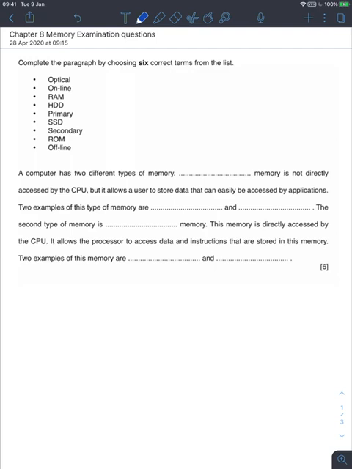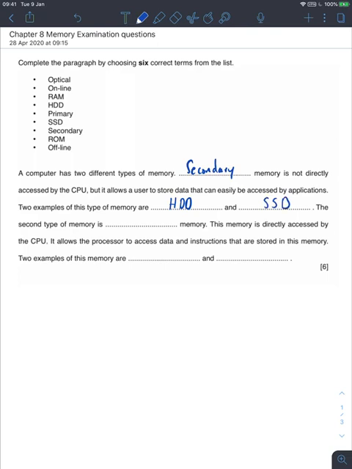So let's look at the text. A computer has 2 different types of memory. Secondary memory is not directly accessed by the CPU, such as solid state hard drive or magnetic hard drive. But it allows a user to store data that can be easily accessed by applications when it's fetched and brought into RAM. 2 examples of this type of memory are hard disk drive, or magnetic disk, and SSD, solid state.